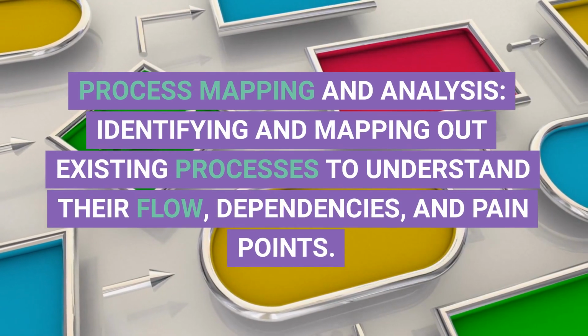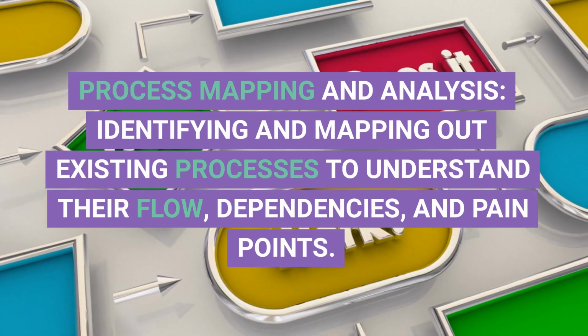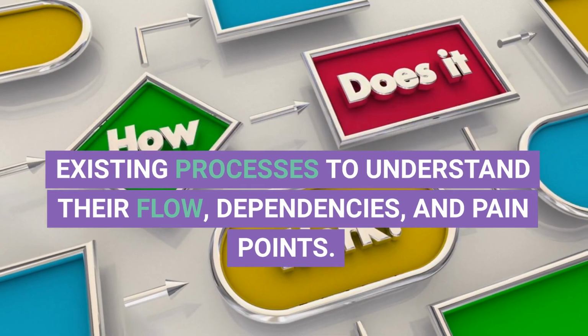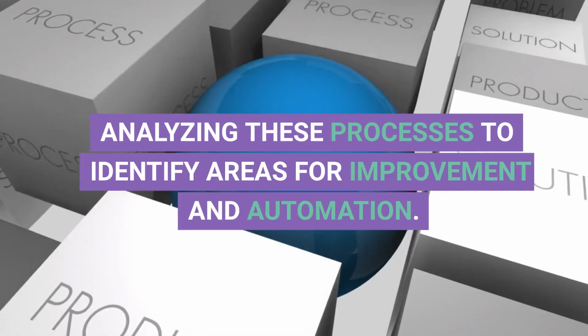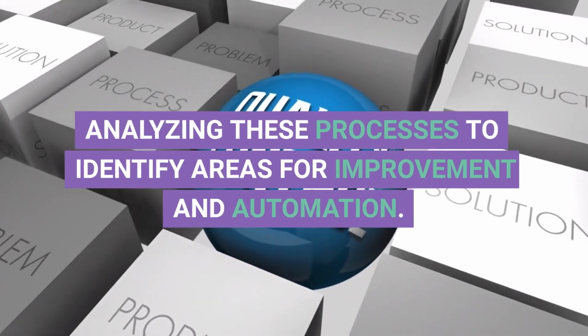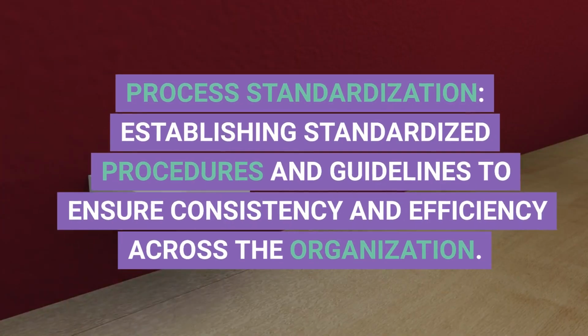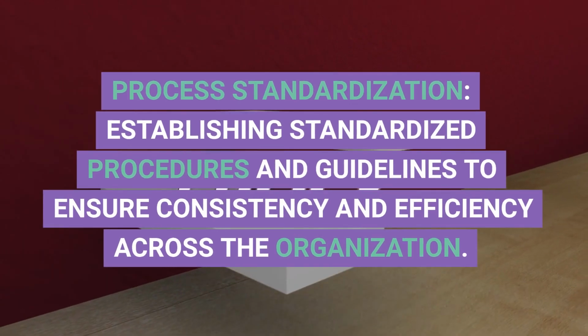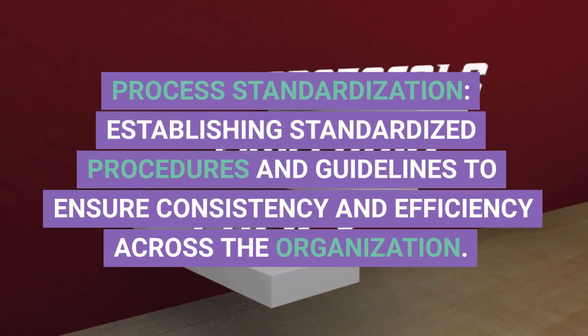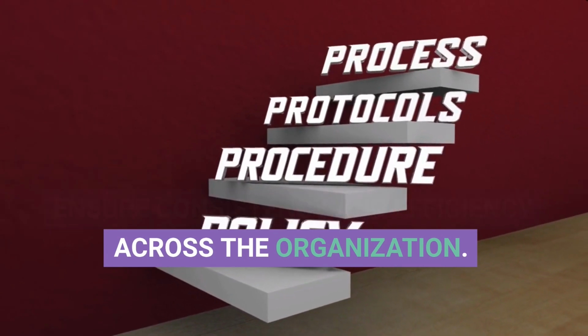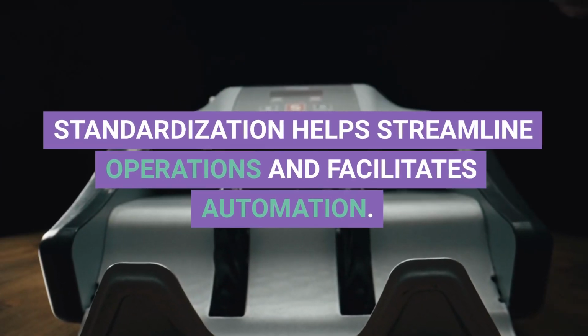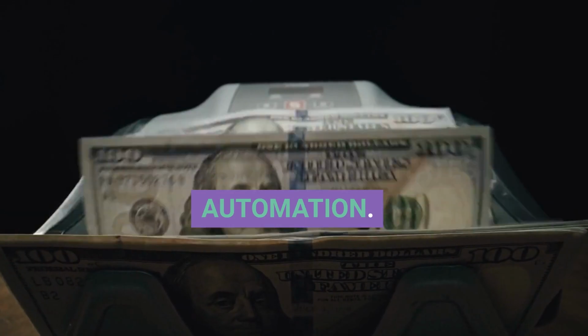Process mapping and analysis. Identifying and mapping out existing processes to understand their flow, dependencies, and pain points. Analyzing these processes to identify areas for improvement and automation. Process standardization. Establishing standardized procedures and guidelines to ensure consistency and efficiency across the organization. Standardization helps streamline operations and facilitates automation.